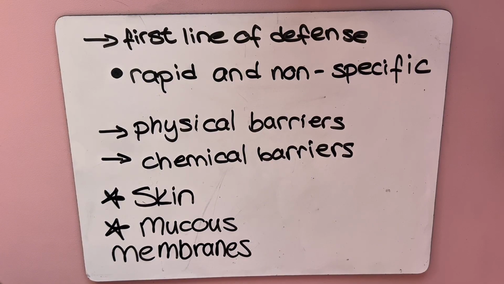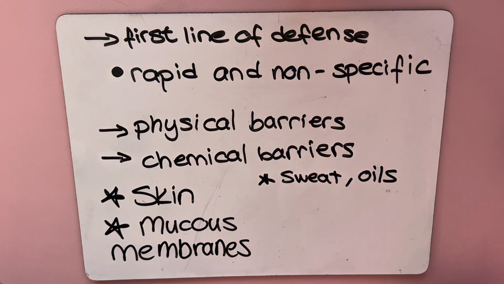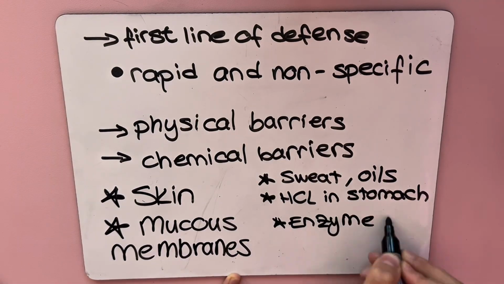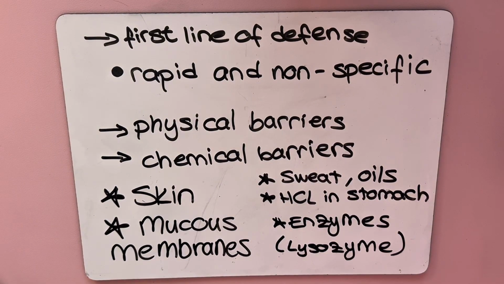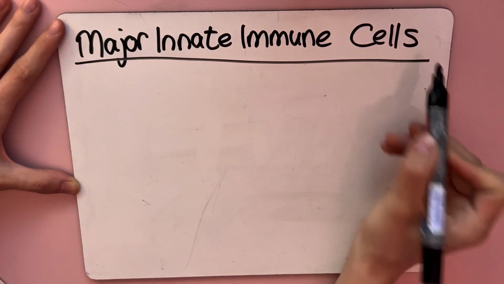For example, the skin produces sweat and oils, inhibiting bacterial growth. Our stomach secretes stomach acid. Enzymes like lysozyme in tears and saliva can break down bacterial cell walls. Even our normal microbiota, so the good bacteria living in our skin and gut, serve as a barrier by outcompeting harmful microbes. Now I'd like to talk about the major innate immune cells.